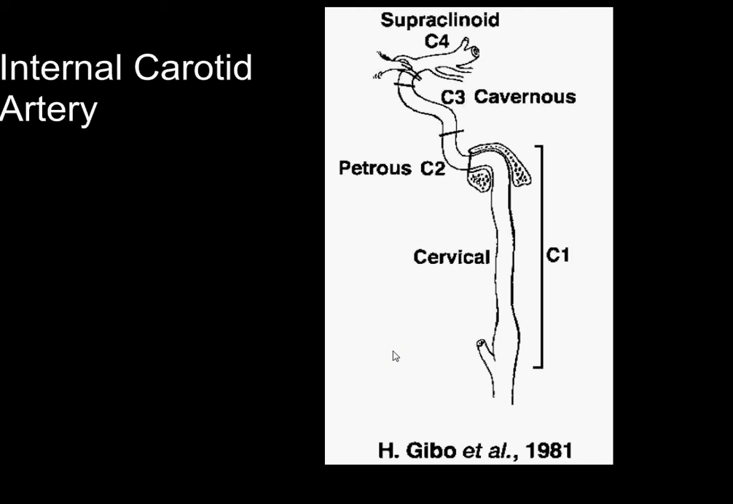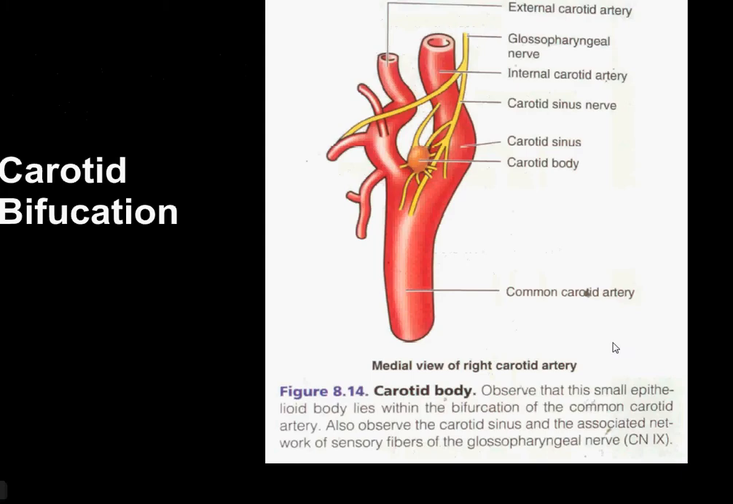It gives off the ophthalmic artery at this point. Then it gives off this unmarked one here, the anterior choroidal, and it joins with the posterior communicating artery. Finally, it bifurcates. This is the end of the internal carotid artery, bifurcating into the anterior cerebral and middle cerebral. Just a close-up view of the bifurcation of the common carotid.